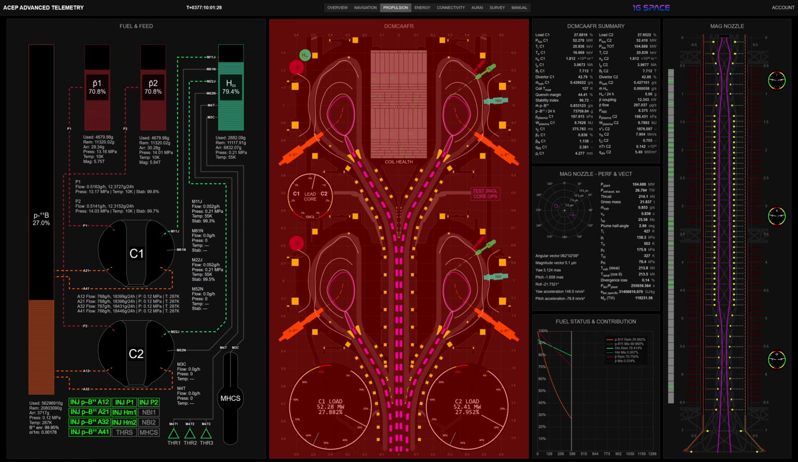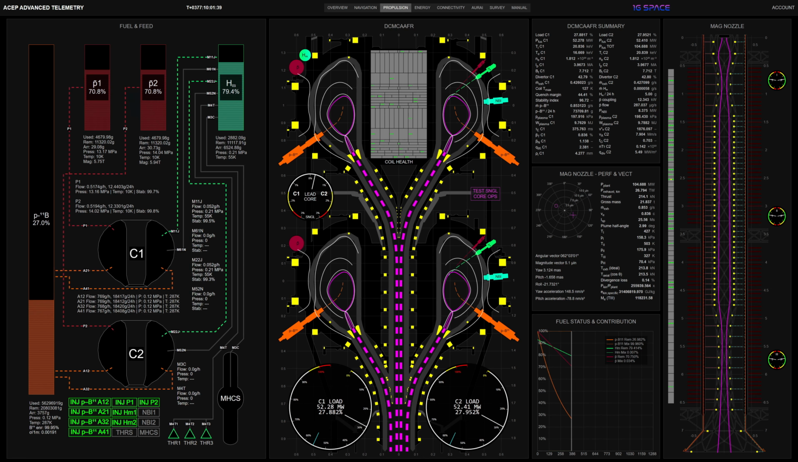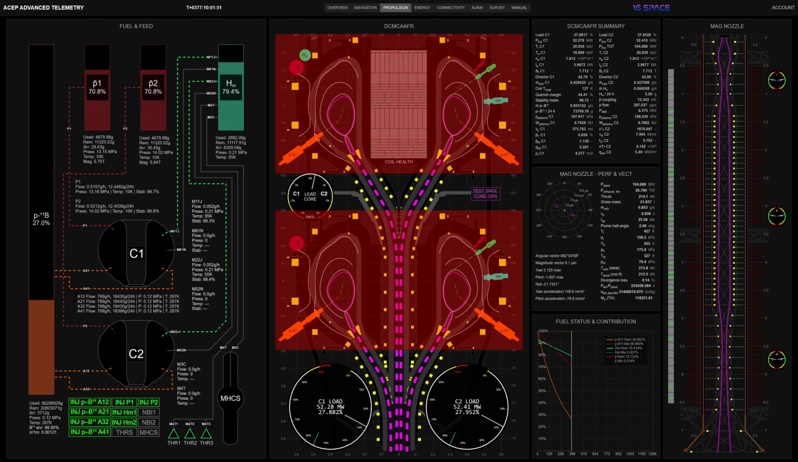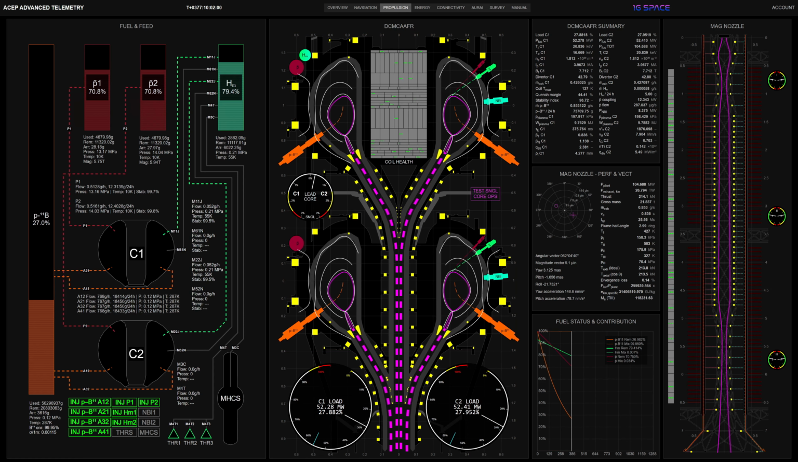The DCMCAAFR panel presents a cross-sectional diagnostic view of the dual-core magnetically confined anti-proton augmented fusion reactor. It visualizes the physical geometry, operating state, and symmetry of reactor cores 1 and 2, together with their magnetic confinement systems and active fuel coupling. Each reactor core is shown with its plasma volume, confinement boundary, and injector interfaces, providing a spatial reference for fusion power generation and fuel deposition.